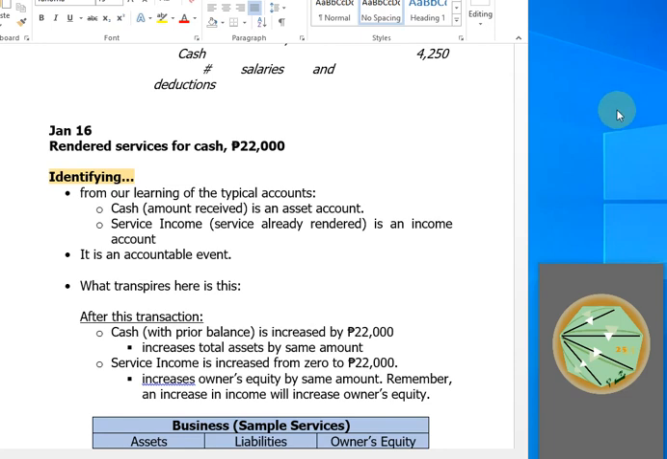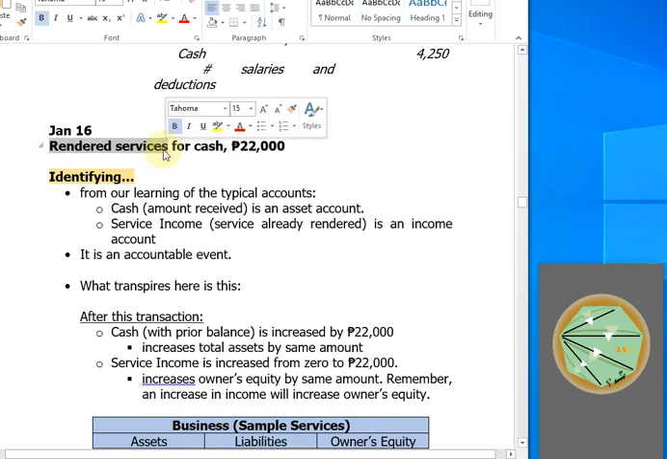Now we proceed to our transaction on January 16. On January 16, the company rendered services for cash of 22,000. Of course, when we say rendering services, there is clearly income earned. Rendered service means there is income earned, so obviously there is recognition of service income.